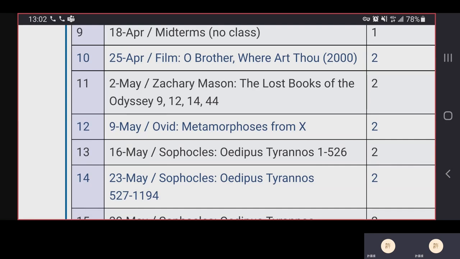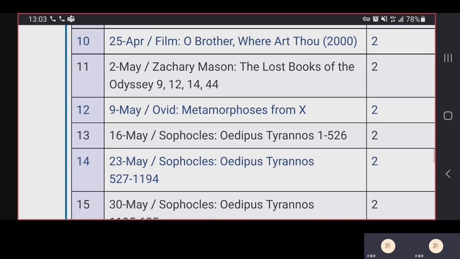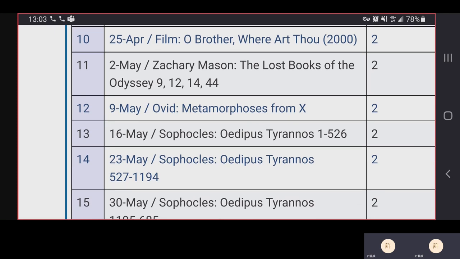Like story 12 and 14 are both less than one page long. So this should not take too much time. And we can talk about what exactly is so important about the Iliad and the Odyssey that someone today would still want to draw from these stories to make new literature.